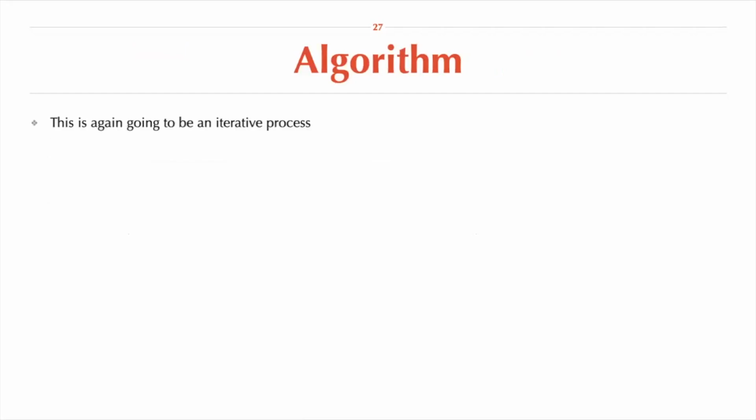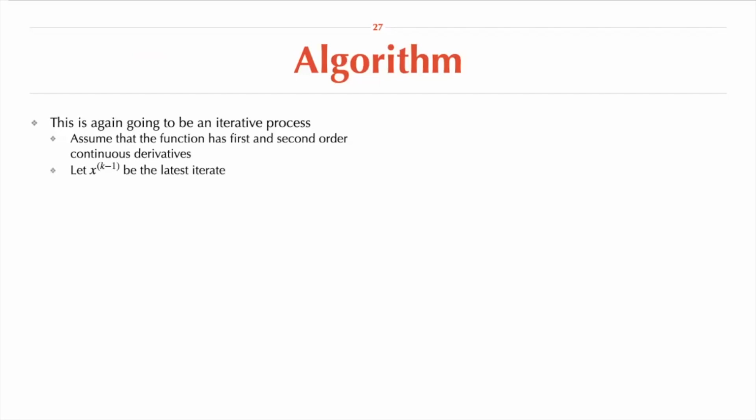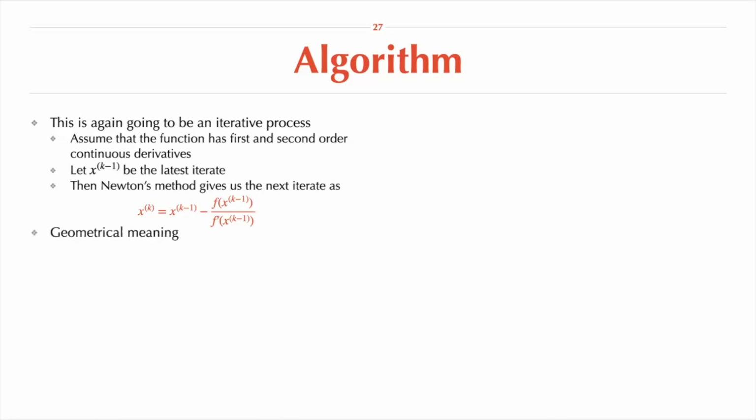Okay, so the algorithm. This is again going to be an iterative process, just like the bisection method and the fixed point iteration method. We assume that the function you are trying to calculate the roots of has first and second order continuous derivatives. So let's say x_{k-1} is the latest iterate. Newton's method gives the next iterate in this way. And how do you understand this result? Let me explain it a bit.